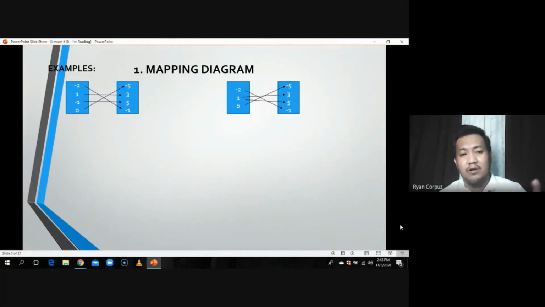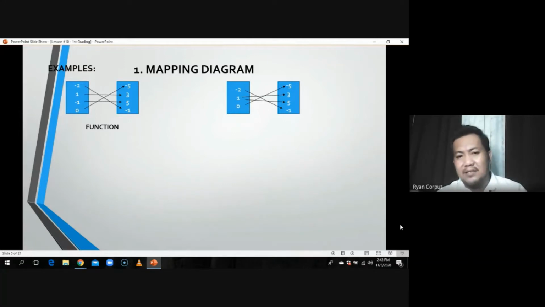The domain is on the left, the range is on the right. There are four elements in the domain and also four elements in the range. If you look at it, each element in the domain is paired to exactly one element in the range. So that's why that mapping diagram on the left is what we call a function. Basically, it follows the one-to-one correspondence.